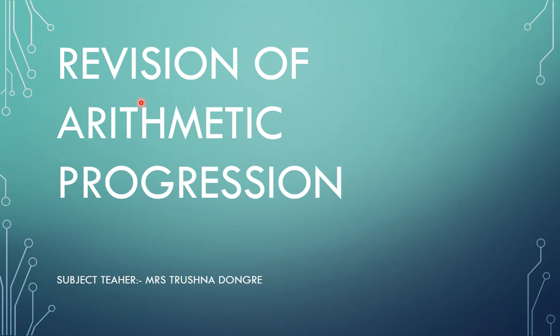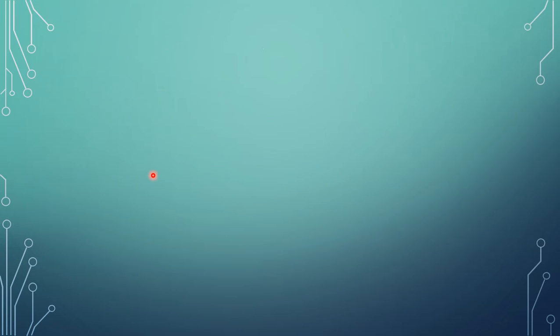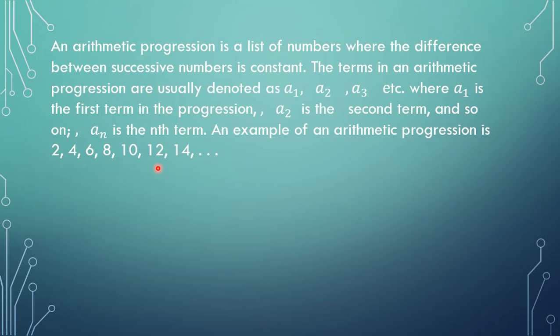Let's revise the arithmetic progression. So first of all, we should know what is the arithmetic progression. It is a sequence of numbers or a list of numbers where the difference between the successive numbers, or we can say the difference between the consecutive numbers, is constant.